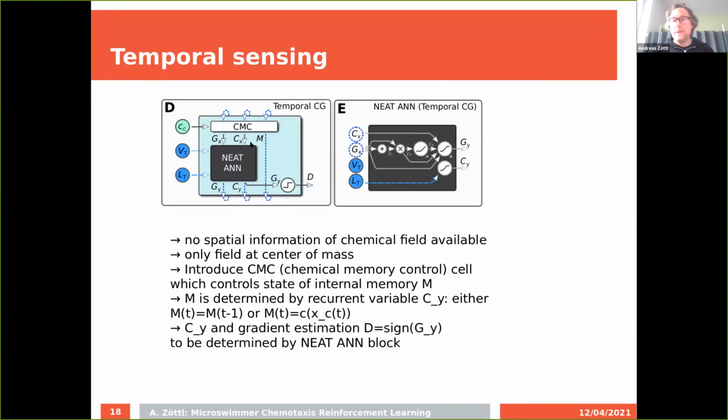Because of the temporal sensing, we included a so-called chemical memory control cell. I don't have time to go into details. I just want to say that there is an internal memory which is coupled to the chemical field at the center of mass position. This is the CC. And then the NEAT algorithm finds a simple neural network to perform this temporal sensing.